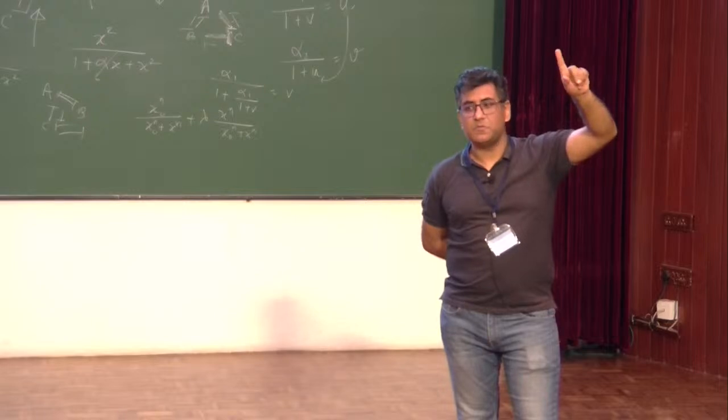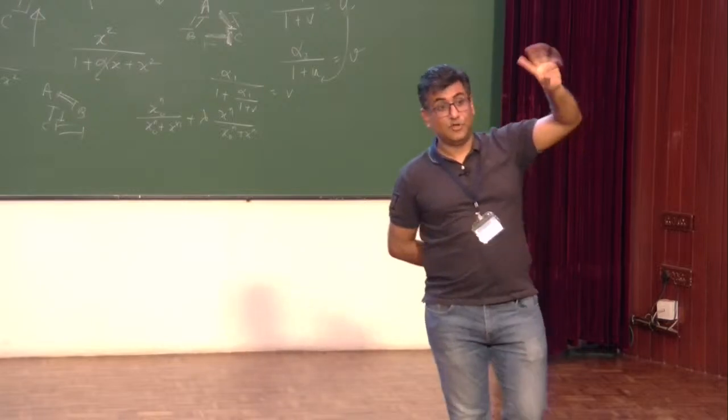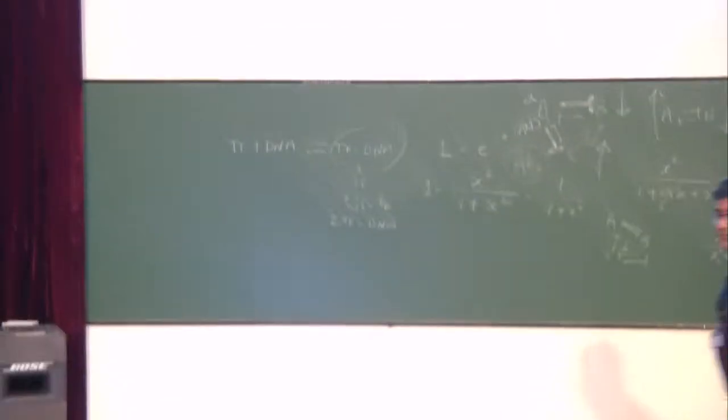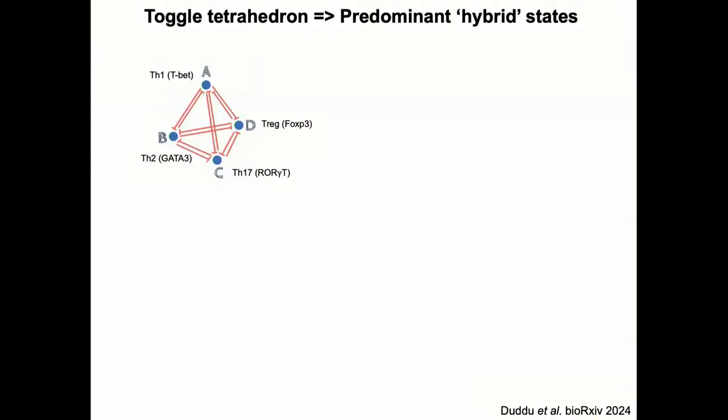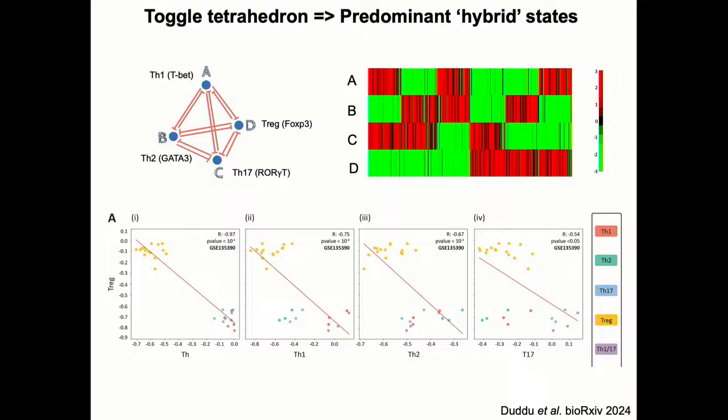The answer is 1%. You don't get single positive states at all when you look at this network. What you get is all double positive states, too high, too low. Why? We don't know, but this is the result you get.